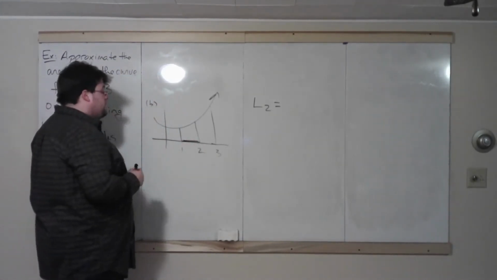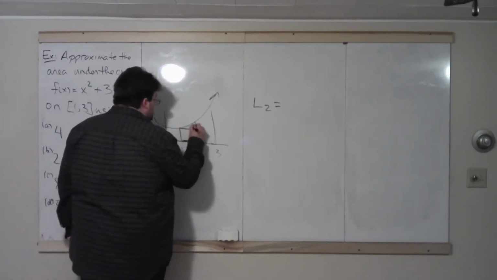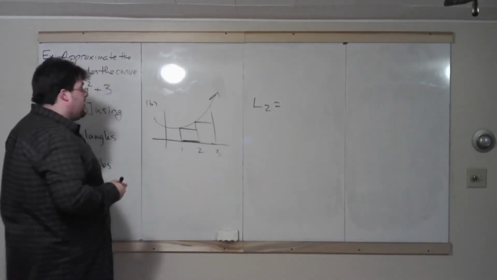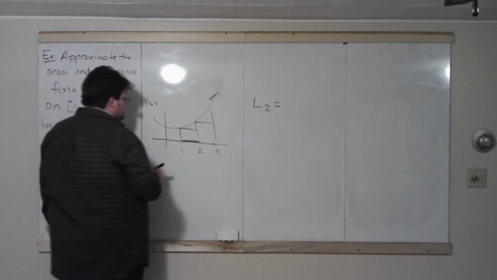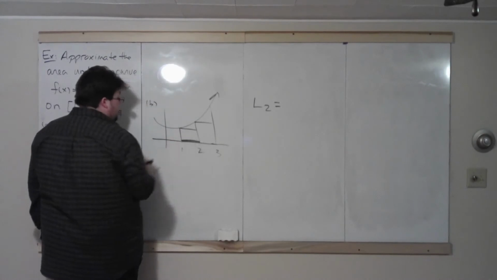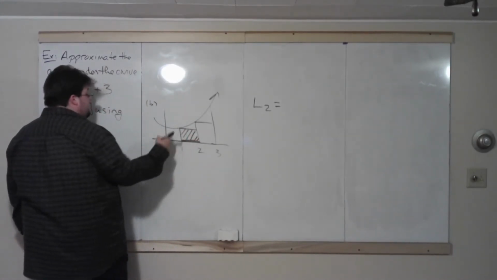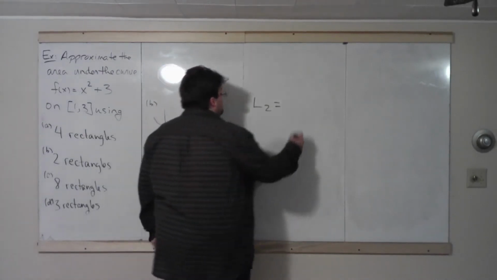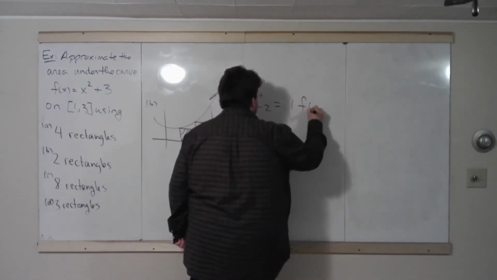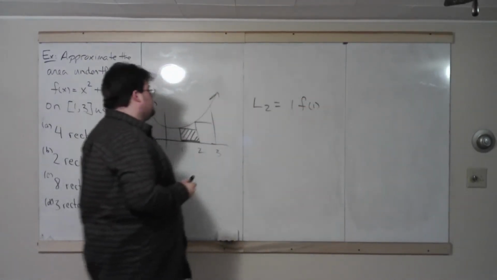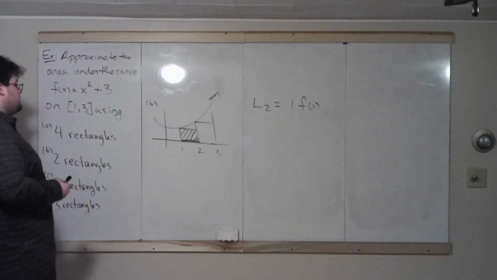the base of the first rectangle, maybe I'll draw a rectangle. The left-hand rectangle is given by the left endpoint. The base has length 1. The height has height f of 1. So we get 1 times f at 1. And that first one doesn't really look right.